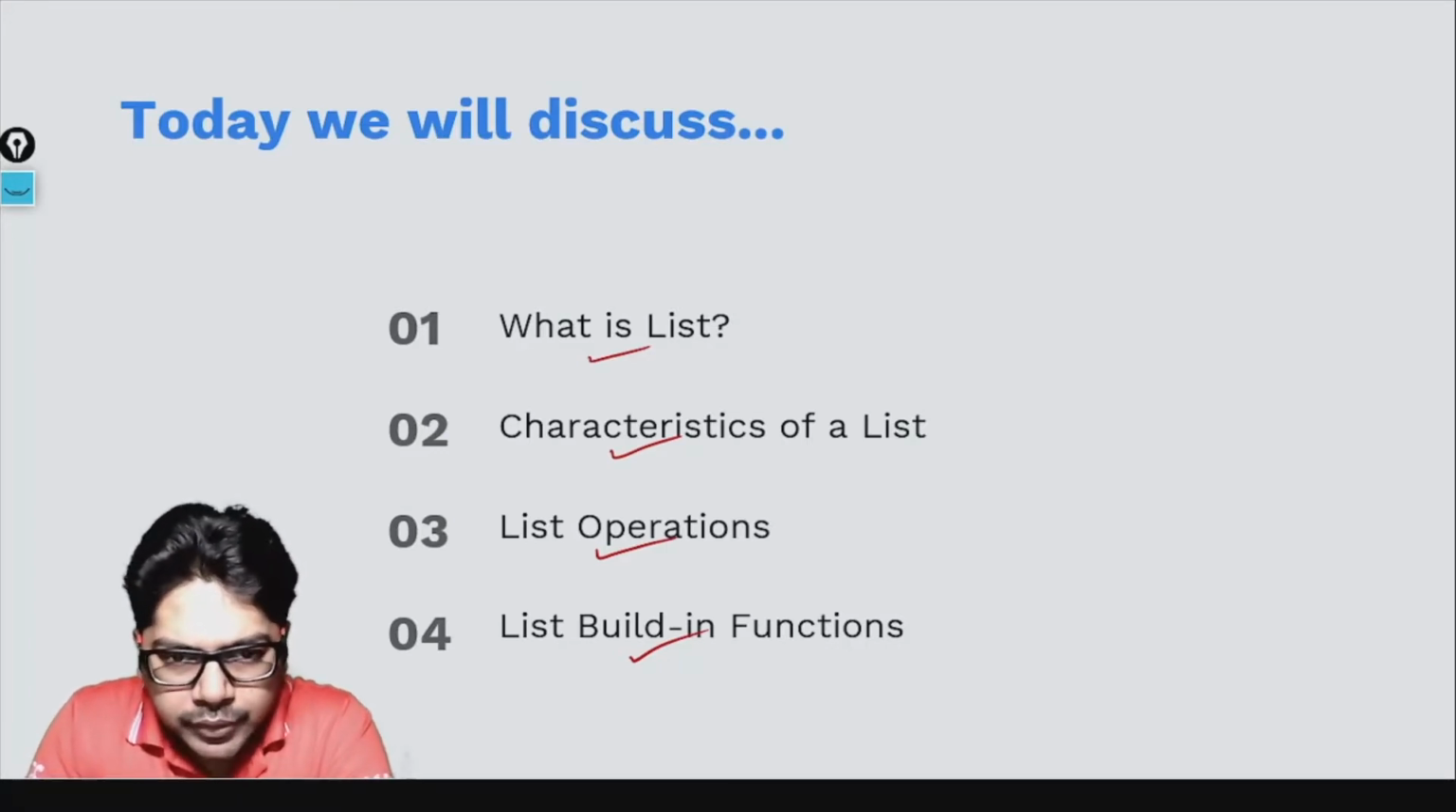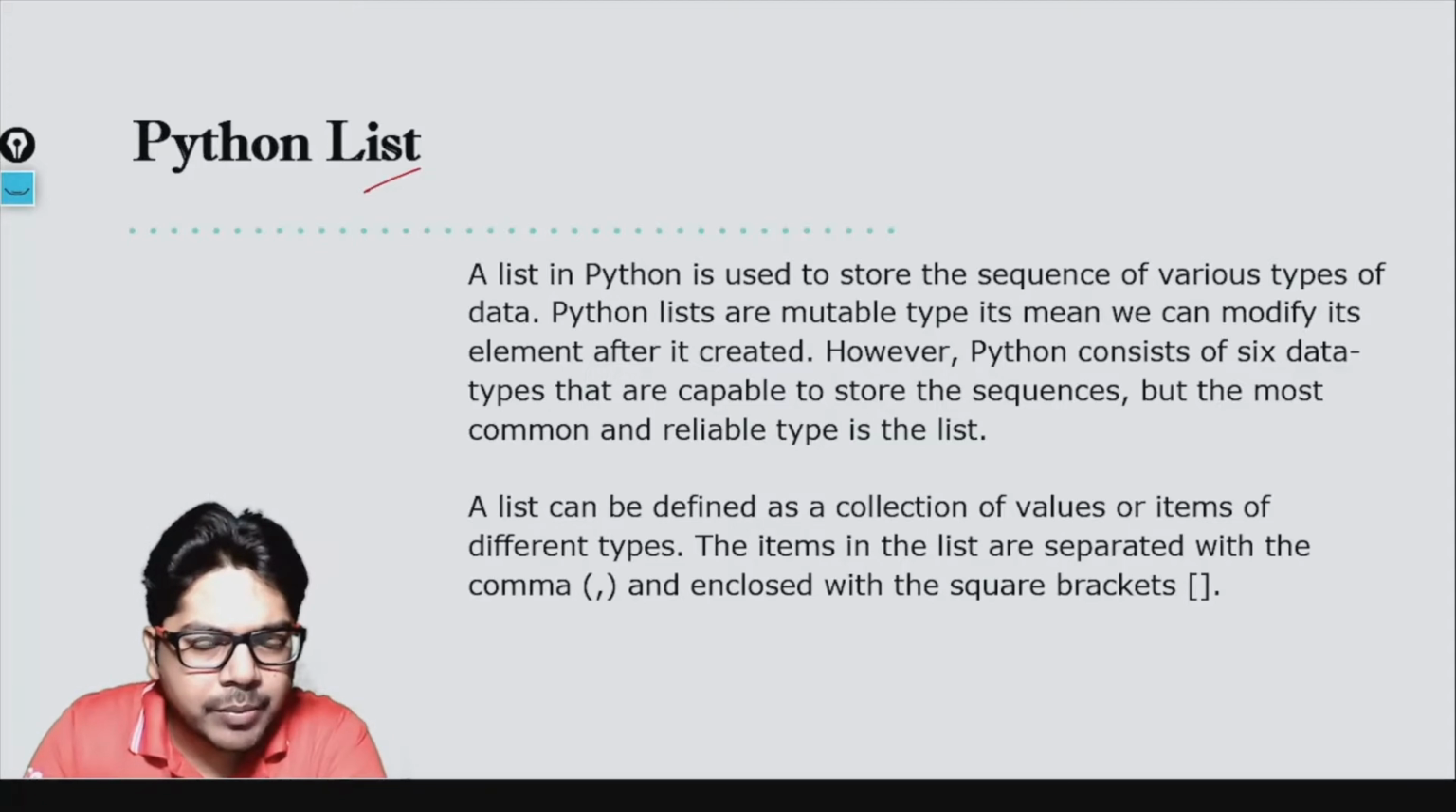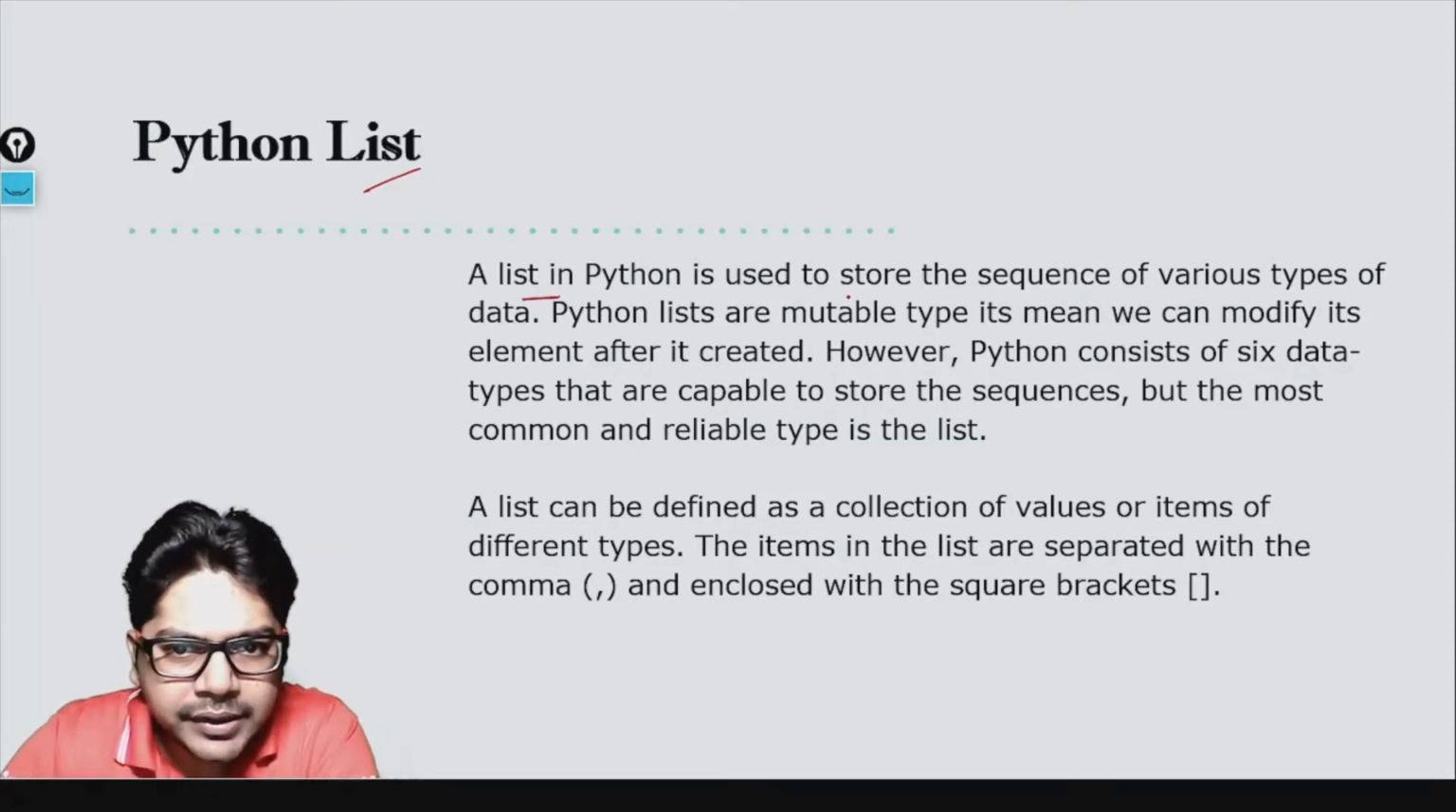Okay, so let's start. So list is something we have already discussed before, but this is going to be a detailed video about the list. We'll talk about everything that is there in Python about list. Okay, so a list in Python is used to store the sequence of various types of data. Okay, it is just like an array.